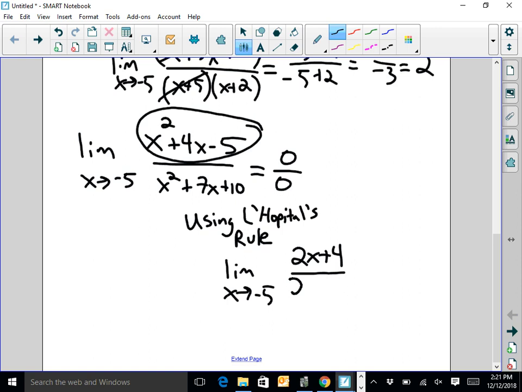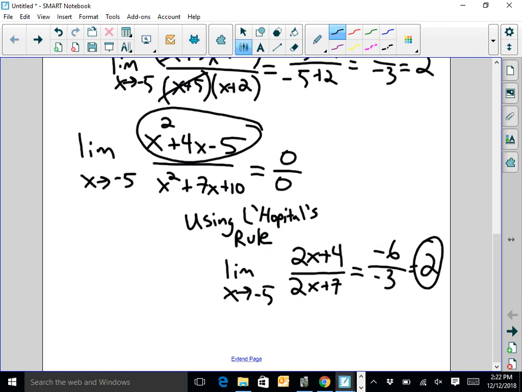And now I'm going to reevaluate this limit. 2 times negative 5 is negative 10. Negative 10 plus 4 is negative 6. 2 times negative 5 is negative 10. Negative 10 plus 7 is negative 3. And I get to my answer of 2 without having to do factoring.